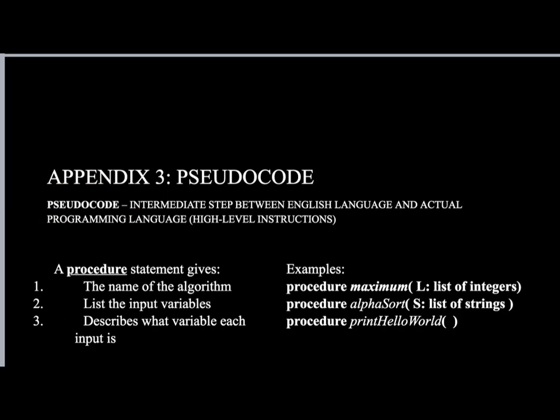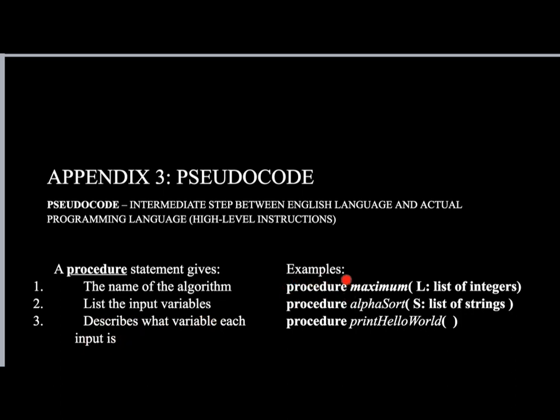There are different conventions used in pseudocode, and we're just going to pick one and stick with it for this section. Starting out, every pseudocode starts with a procedure statement. The procedure statement gives you three things. It names the algorithm, it lists the input variables, and then typically it describes what each input variable is. So here are some examples.